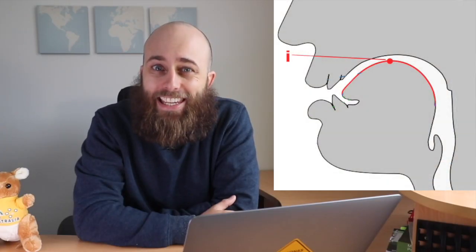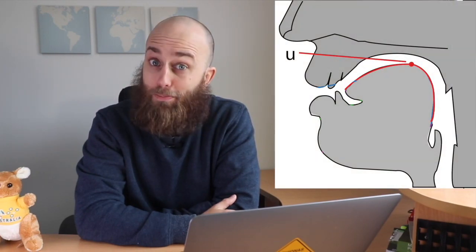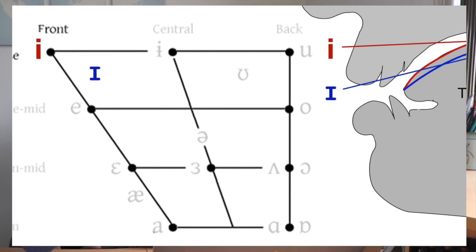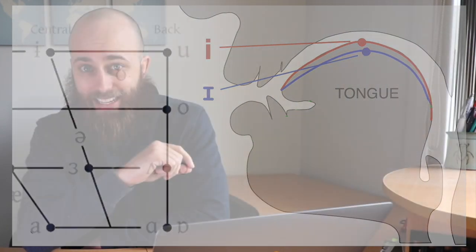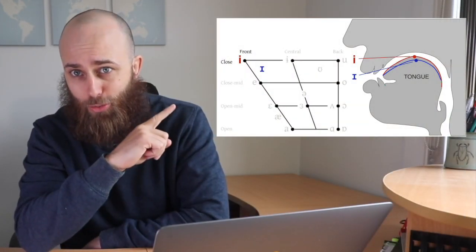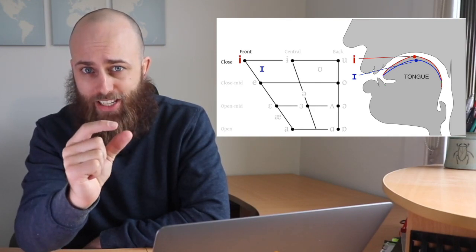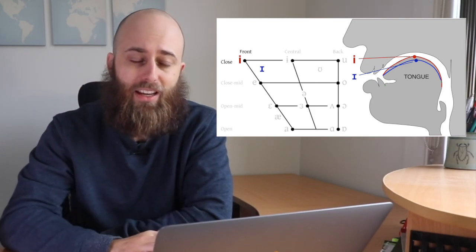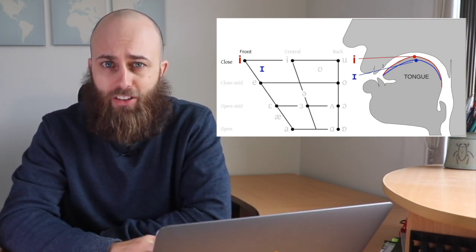All right, so close and front, E. Close and back, U. Open and front, A. Open and back, O. So that's the basic idea, okay? Now I want to show you in this picture where these two vowel sounds, E and I, are found in the mouth. And you'll see they're very close together. In fact, they're almost overlapping. They're that close together.